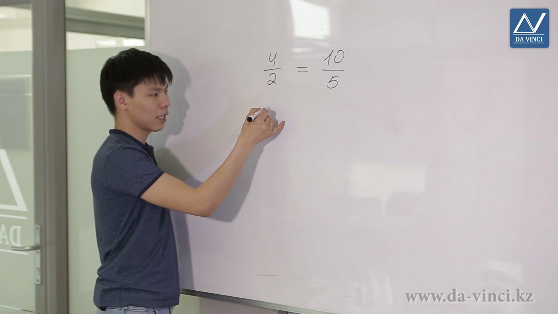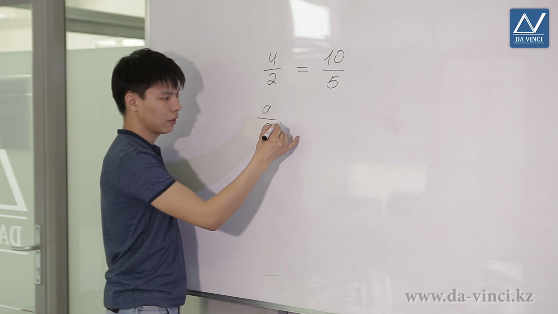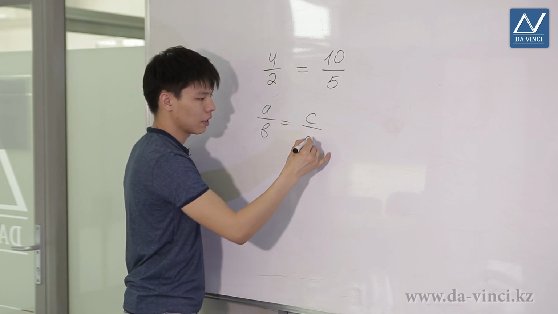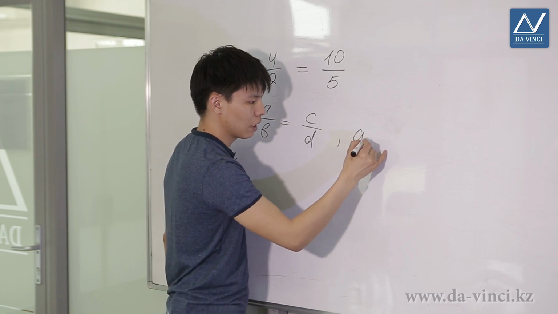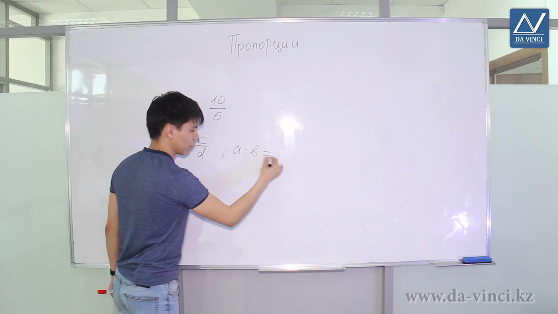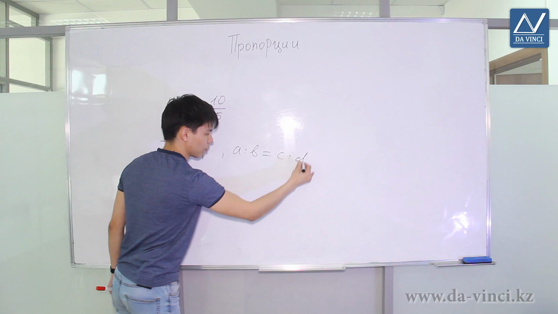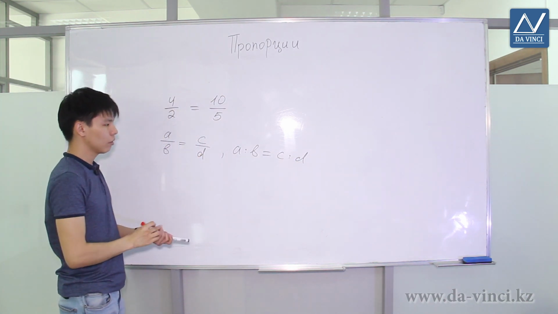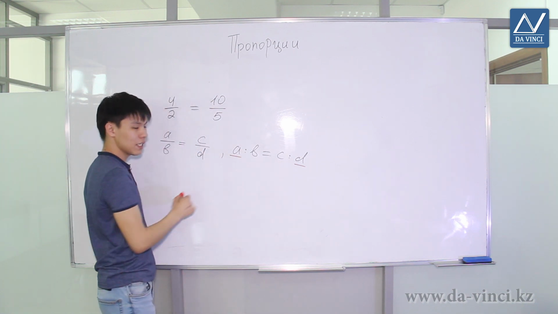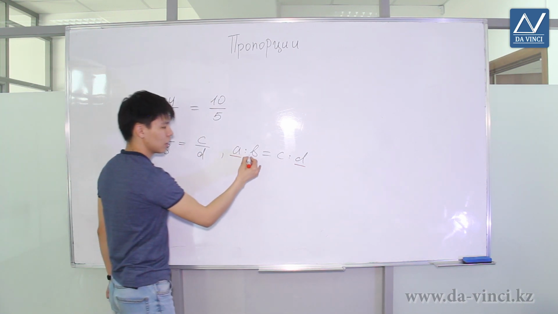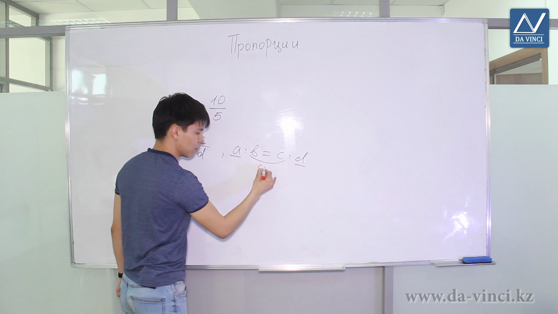In general, it is represented as follows. A to B is equal to C to D. This is our proportion. Or the same proportion could be written in this form: A divided by B is equal to C divided by D. In this case, the numbers A and D are called the extreme members of the proportion. B and C are called middle members.